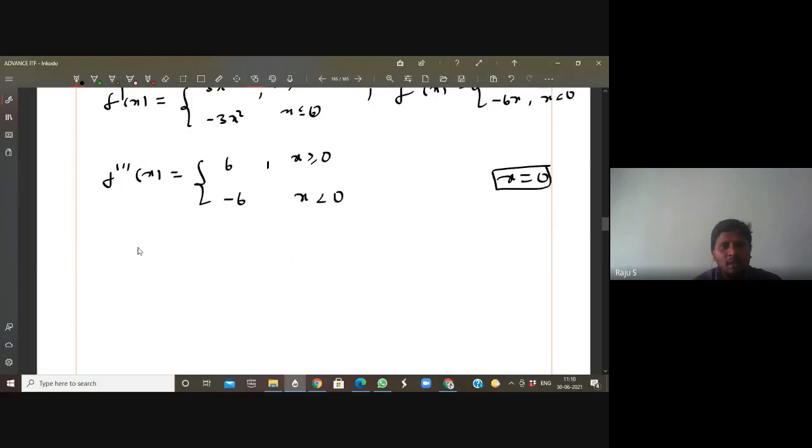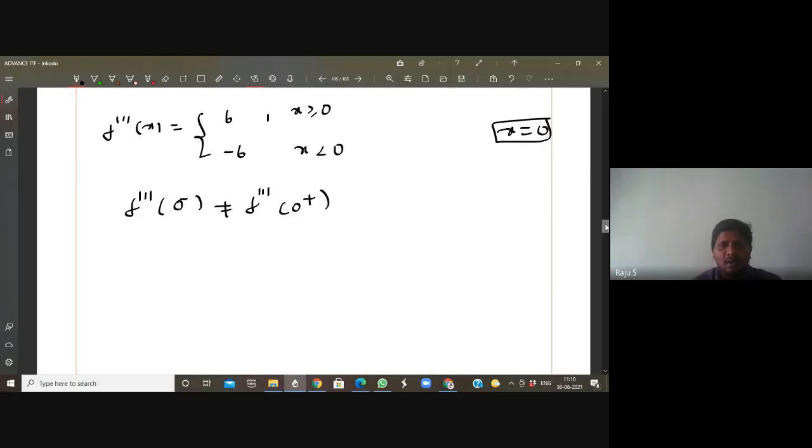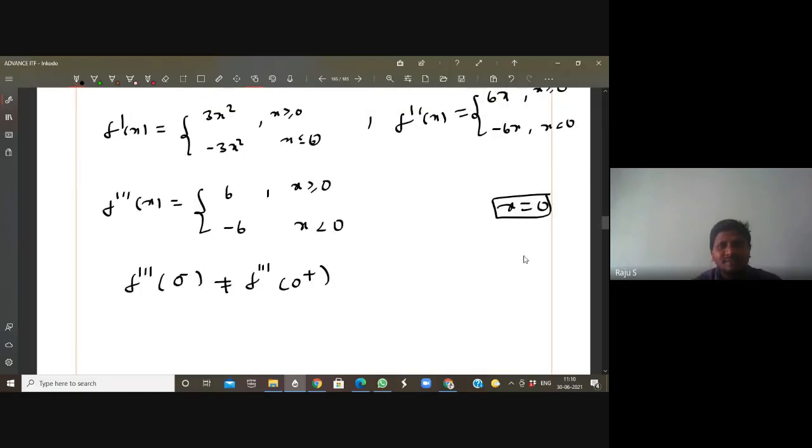So what do you observe here? F triple dash of 0 minus should not equal f triple dash of 0 plus. So it is not differentiable. It's not third differentiable at 0. But other than 0, according to the question, anyone? Take a real line. Okay, this is the real line, minus infinity to plus infinity. 0 will be here. 0 plus, 0 minus. At 0 plus the value is 6. Here minus 6.